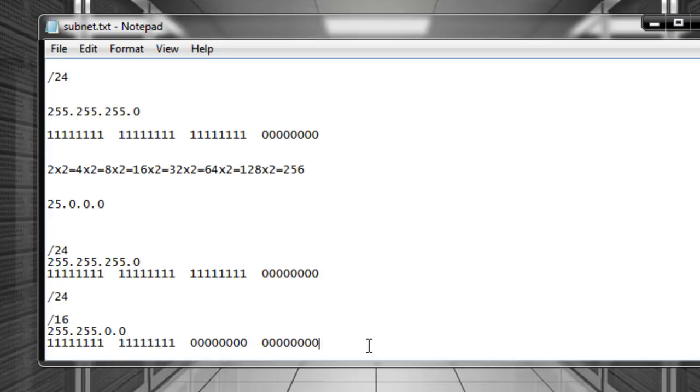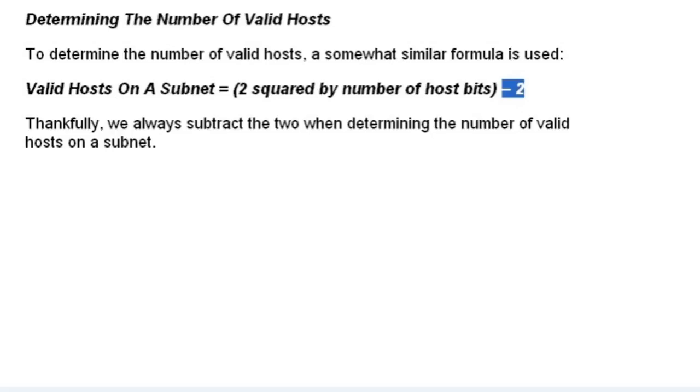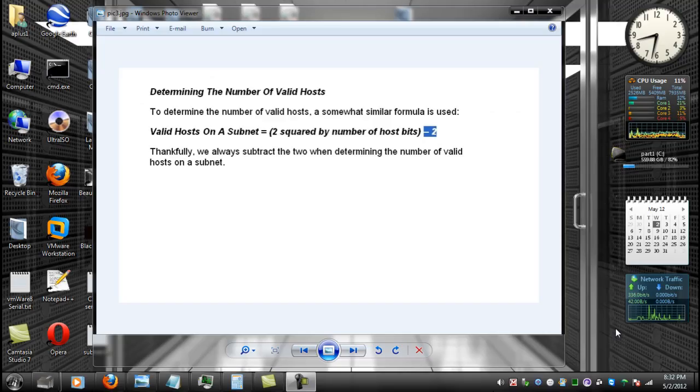And now let's see, the next calculation that we have to do for the real world or for the exam is determining the number of valid subnet hosts. Determining the number of valid hosts given a subnet and a subnet mask. Now, the formula is somewhat similar to when you were calculating the valid subnets.